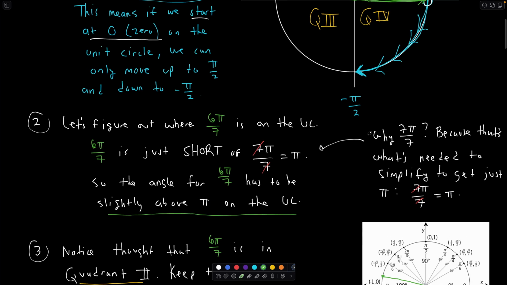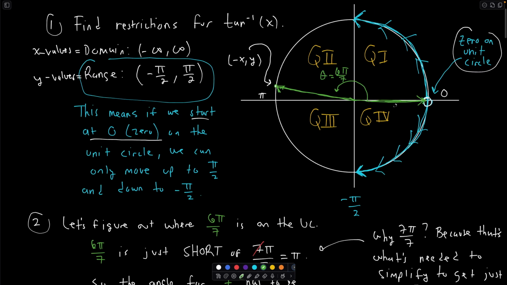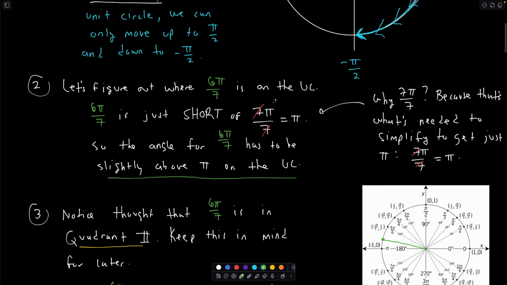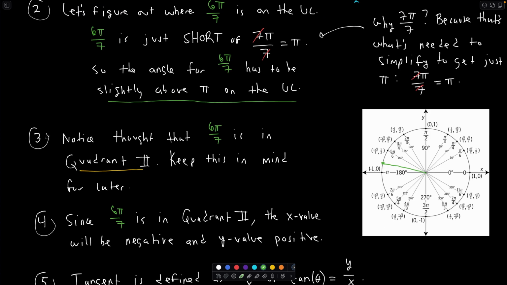Okay, so I sketched it out here. The angle for 6 pi over 7, this is the terminal angle, the angle we're looking for. 6 pi over 7 has to be right around here, just under 7 pi over 7, or just pi. So that's where we get that. Now the next thing I'm going to notice is that 6 pi over 7 is in quadrant 2. So it's right here.